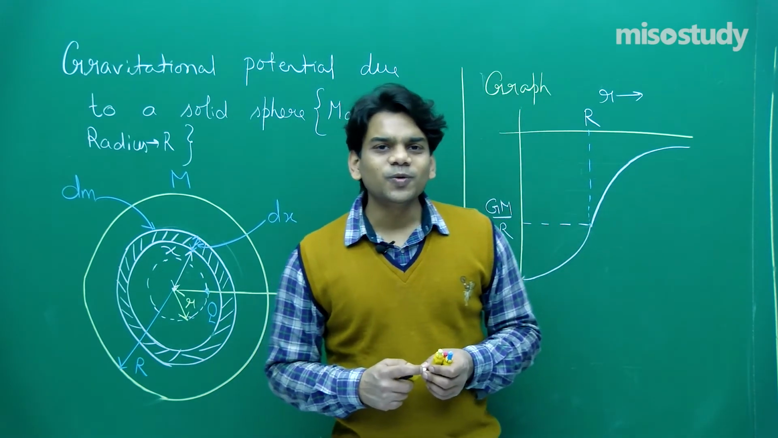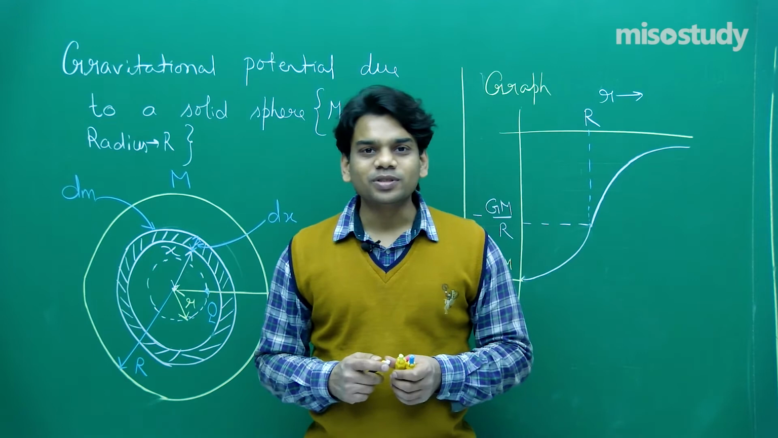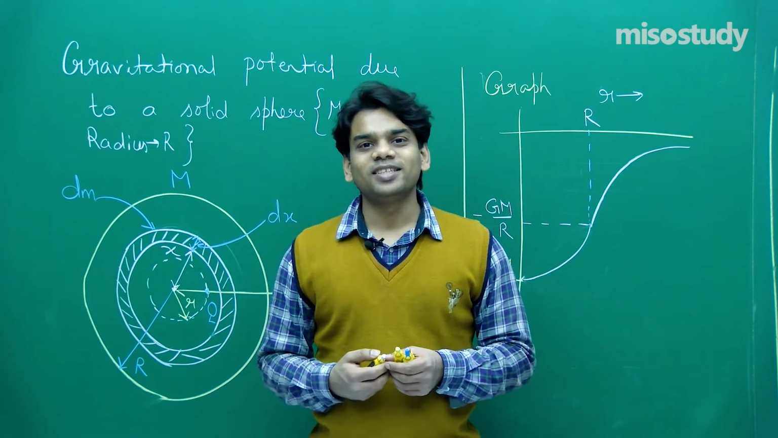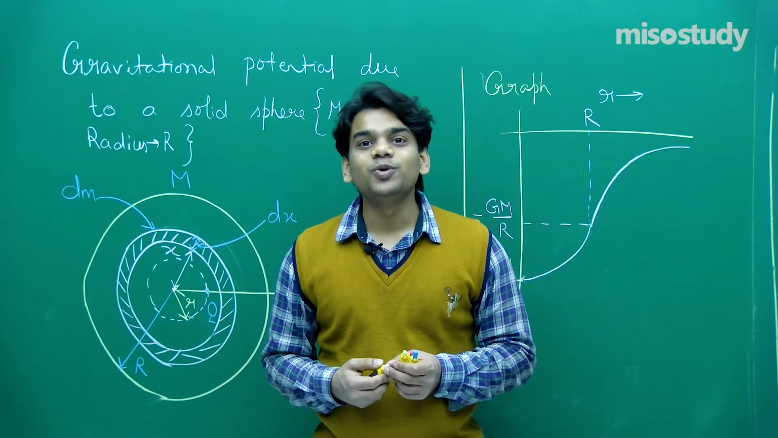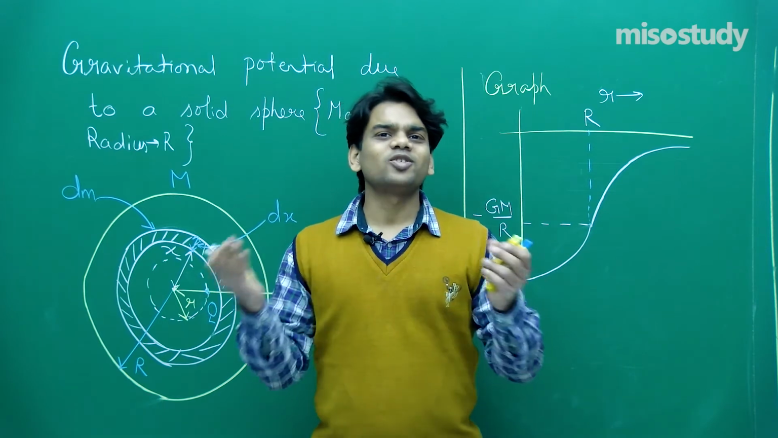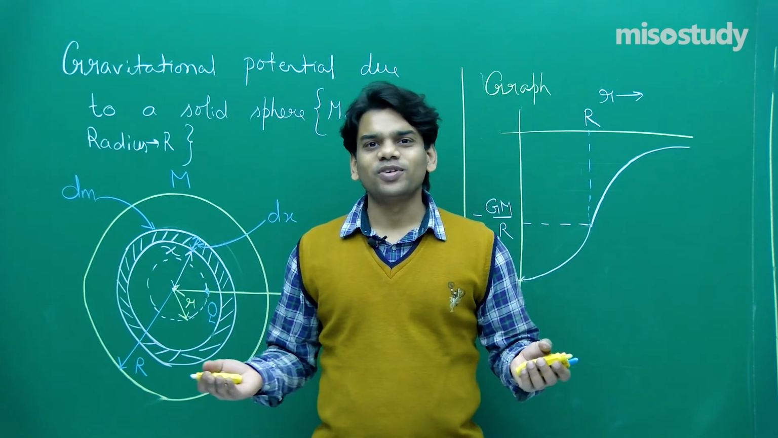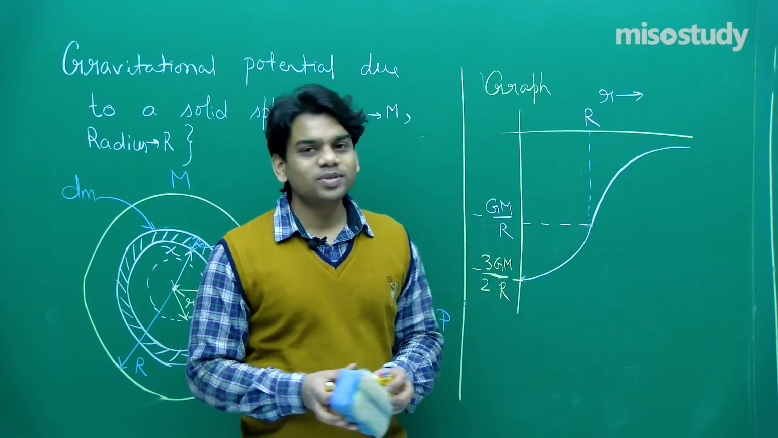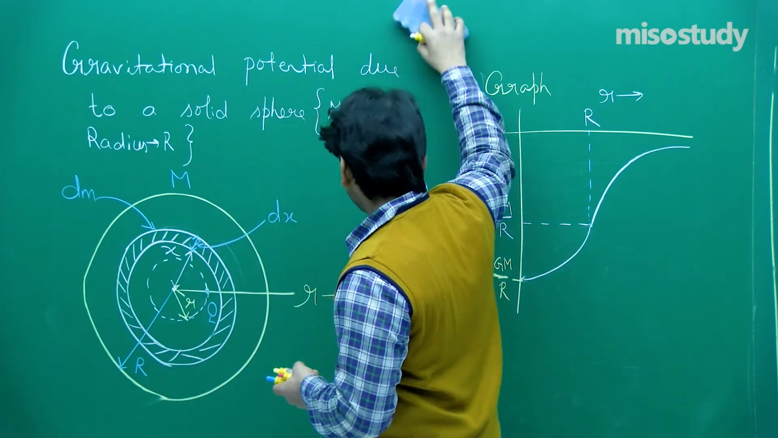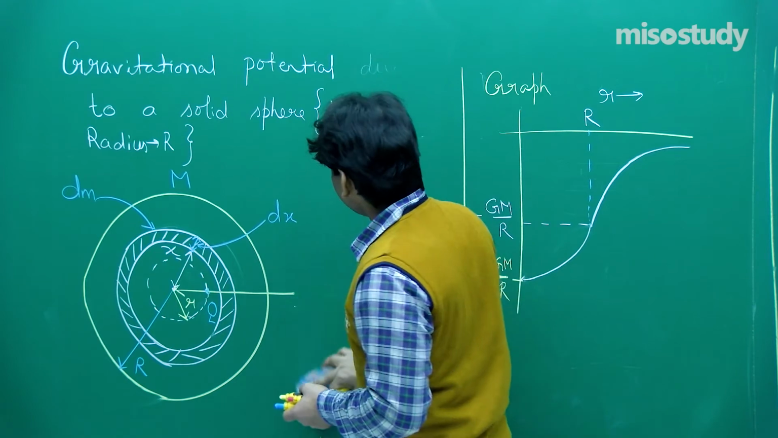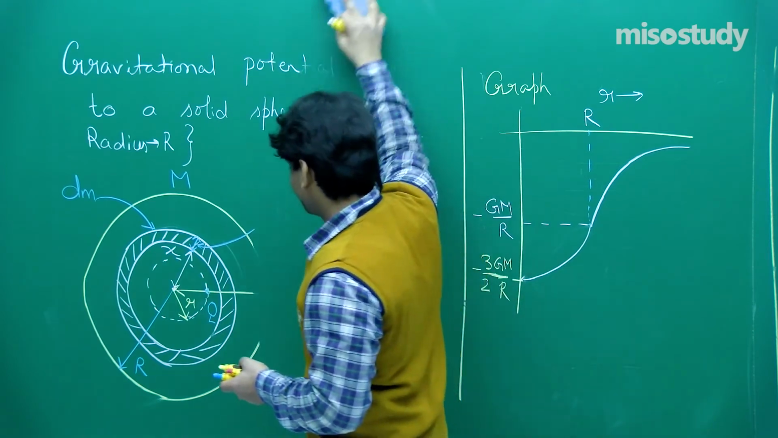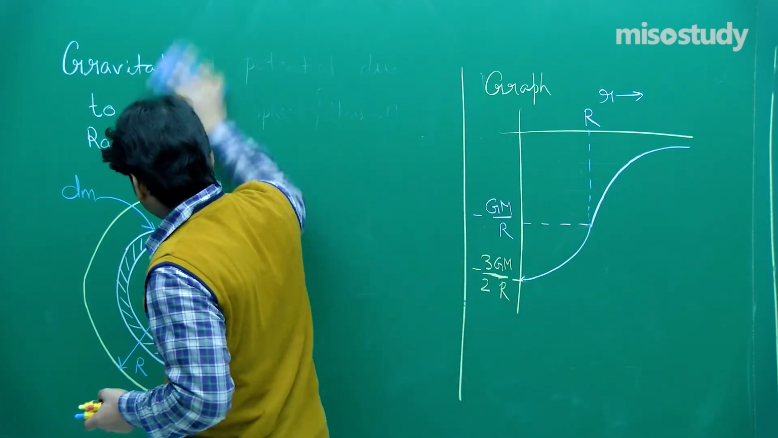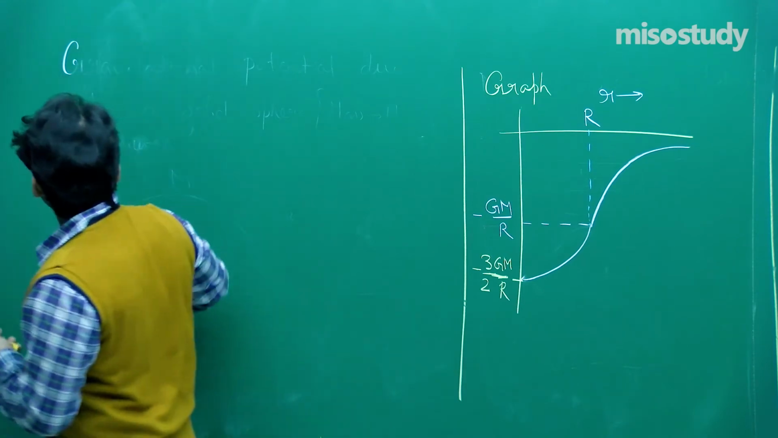Now, I told you the same concept can be used to find out the potential at any point due to the earth. Earth you can treat as a solid sphere whose mass is the mass of earth and radius is the radius of the earth. Let's extend this concept and try to find out the potential due to earth using the same thing.